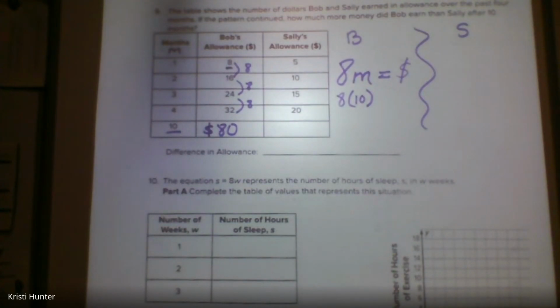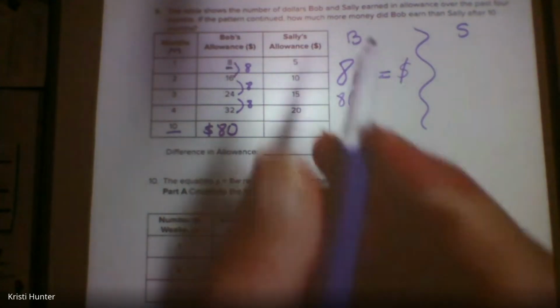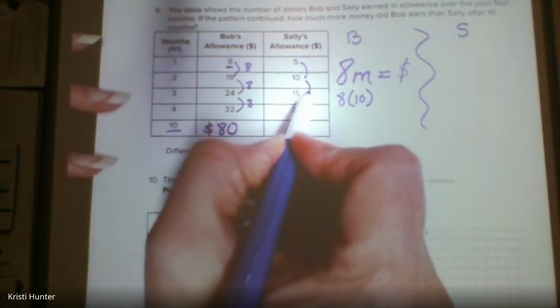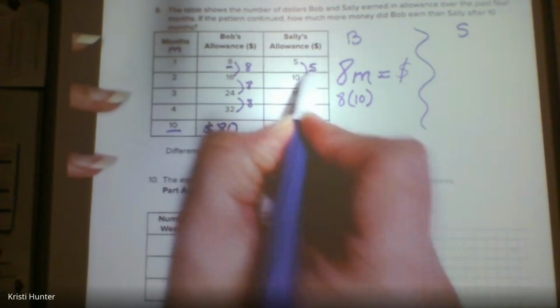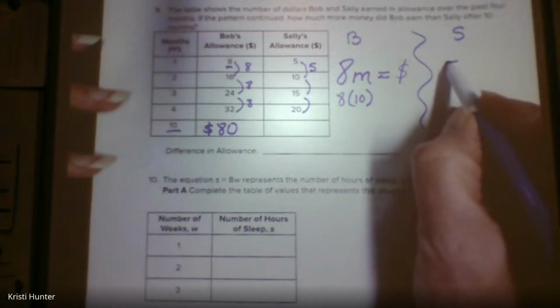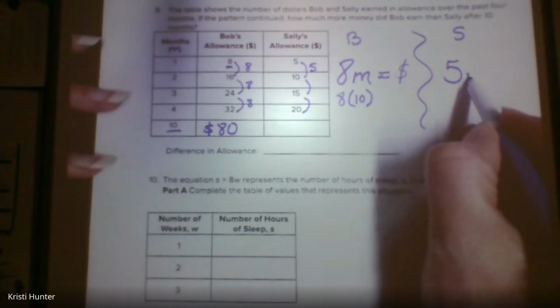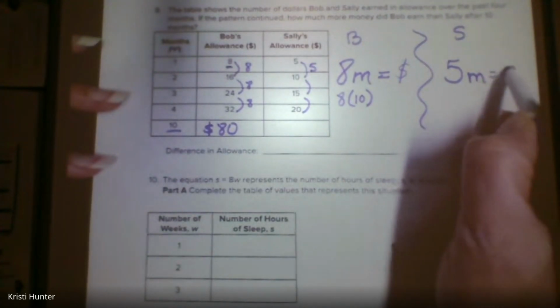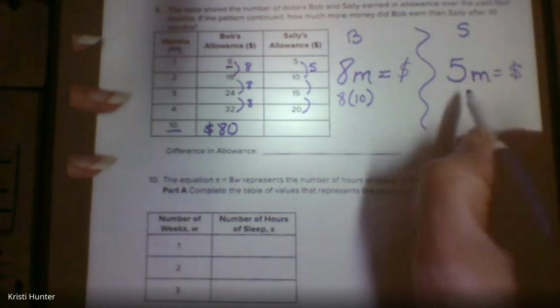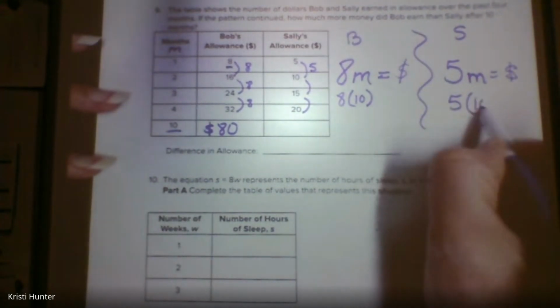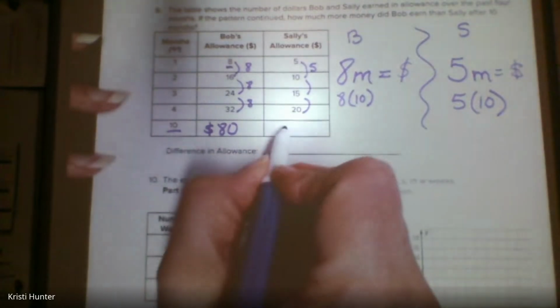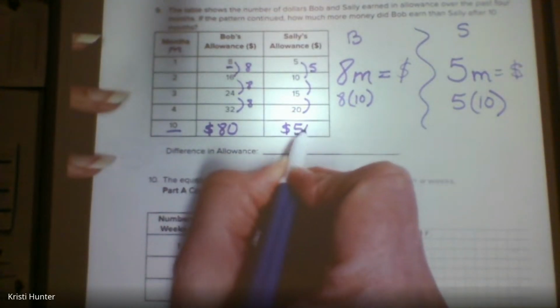So I'm going to repeat the same thing for Sally here. So I'm going to look at Sally. She is growing by 5. So it looks like Sally must get $5 a month, and that's her total allowance. So after 10 months of Sally's allowance, Sally would have $50.